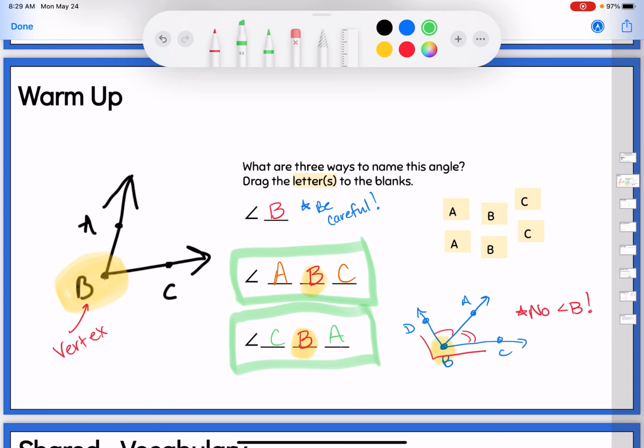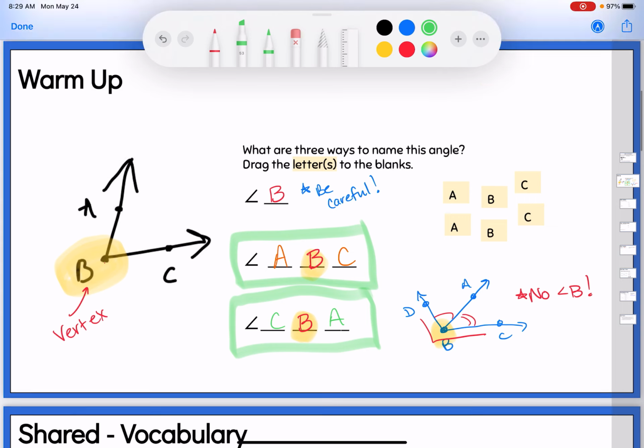But I know you've talked about angles before. It might have been a long time, but hopefully this is coming back to you a little bit. Ooh, sorry about the bell.